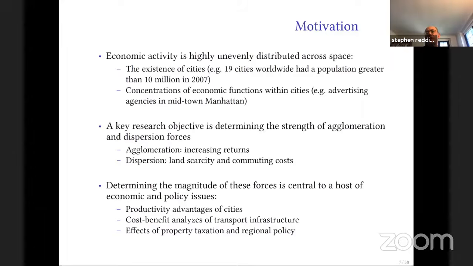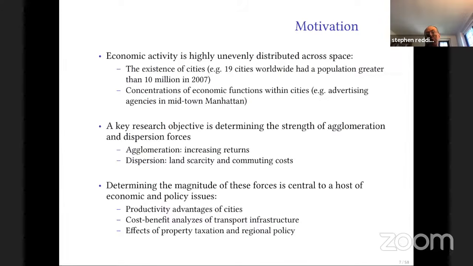So a famous example is the Square Mile in London, which is the historical financial district. A key question in urban economics is understanding why economic activities concentrate like this. In particular, how strong are the agglomeration economies that explain these concentrations of economic activity? Agglomeration is some form of increasing returns, like knowledge spillovers, as I've discussed. And the dispersion force is typically the scarcity of land and commuting costs, as we also discussed.